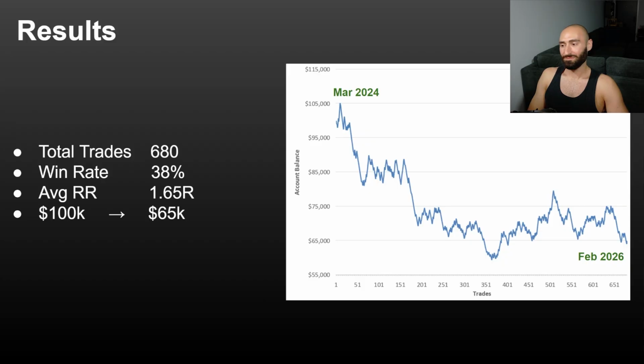Not that great, okay? Not that great. But there is hope. There might be hope. Because look, ignore March 2024 to whatever this is, 2025 start maybe. You get some good consolidation here. You know, you're not bleeding money. You're getting some decent wins. That's pushing you back up. But these big losses are just killing you.